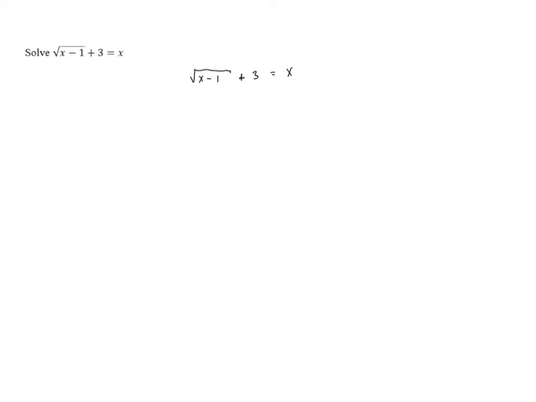And if we want to use the same strategies as we did in the previous problems to get rid of that radical, the very first thing we have to do is get that radical alone on one side of the equation. So we need to get rid of this 3, and we're going to do that by subtracting 3 on both sides of the equation. This leaves us with the square root of x minus 1 on the left, and on the right it gives us x minus 3.